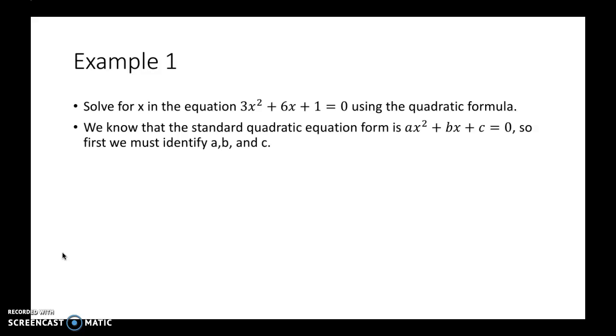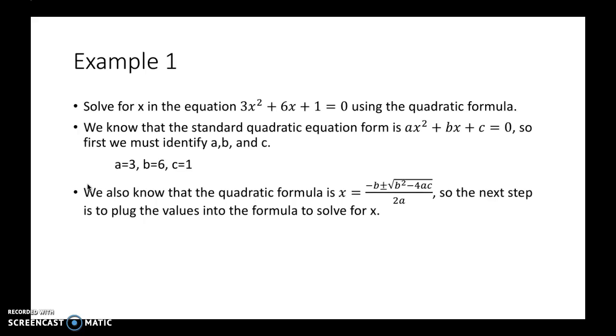So we first need to identify a, b, and c, and by looking at both equations, we can tell what a, b, and c are going to be. So a equals 3, b equals 6, and c equals 1. So now we can use the quadratic formula, which we already know from finding it by completing the square of the quadratic equation. So the next step is we just need to plug in all the values into the formula.